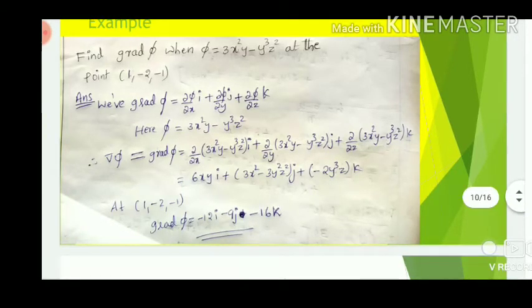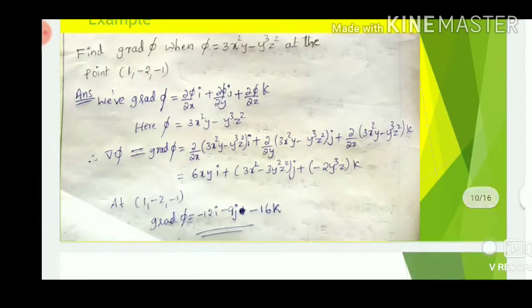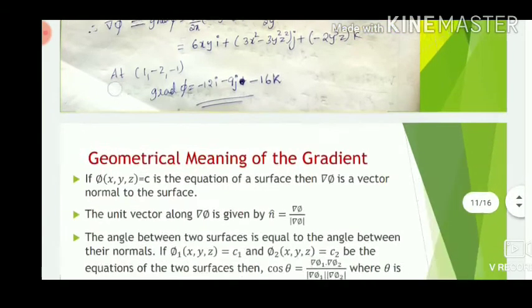Now we have to find del phi at the point (1, minus 2, minus 1). If you substitute x is 1, y is minus 2 and z is minus 1, we will get grad phi or del phi equal to minus 2i minus 9j minus 16k.